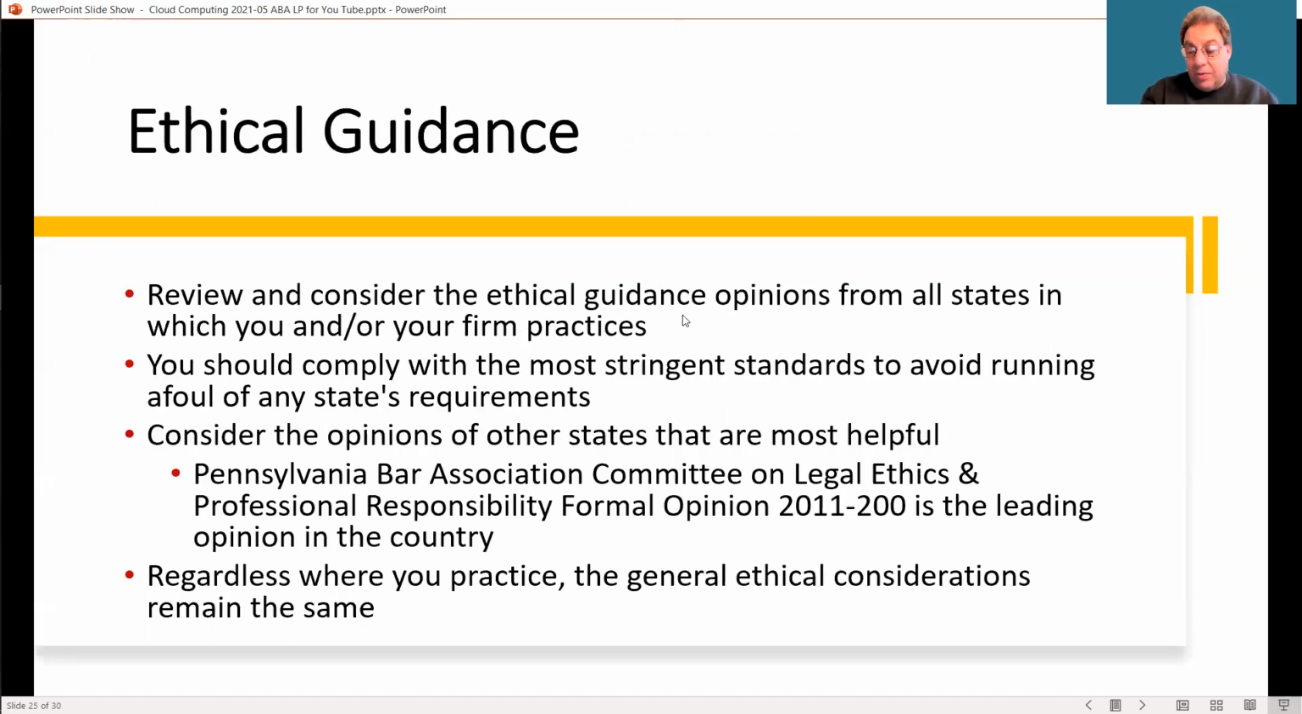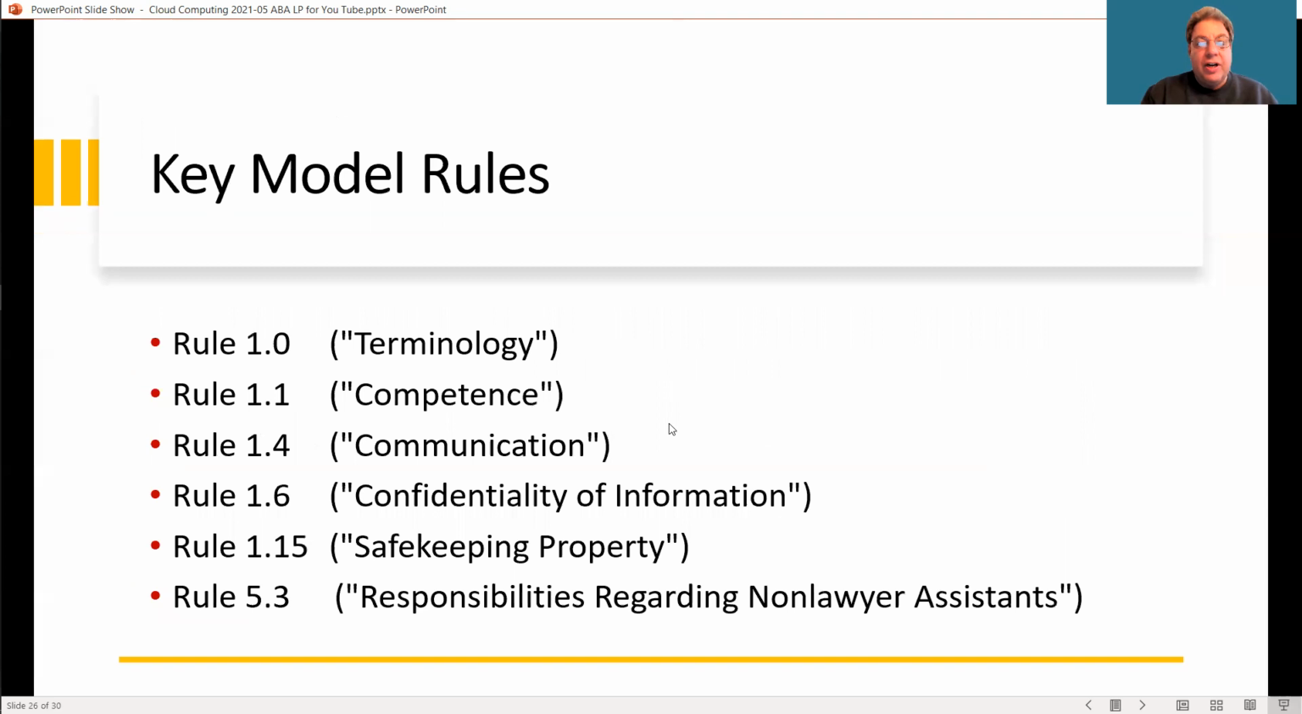Similarly, not only do you read the guidance for each state, but you should apply the most stringent recommendations out there for your own state. Opinions of other states can be helpful. The Pennsylvania Bar Association Committee on Legal Ethics issued an opinion in 2011, and I'm chair of the committee now, that was considered and is still considered the leading opinion in the country about the ethical concerns. Iowa's Ethics Committee issued a superb guidance opinion that literally provides a checklist that is still applicable today of what to do. So those are out there for you, but your ethical considerations don't change.